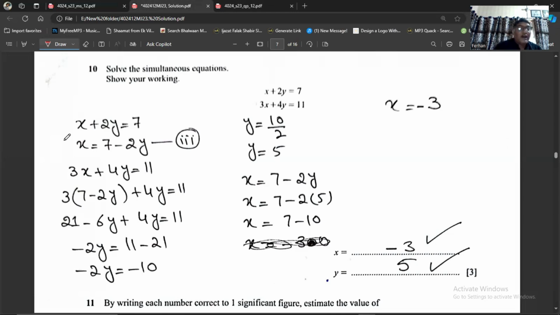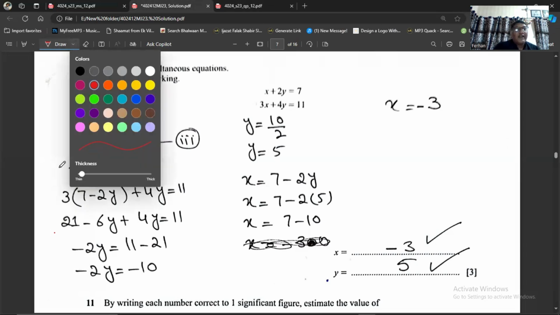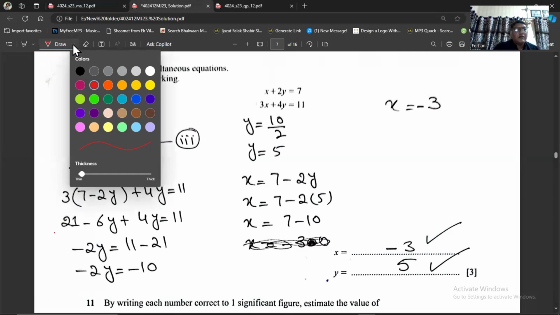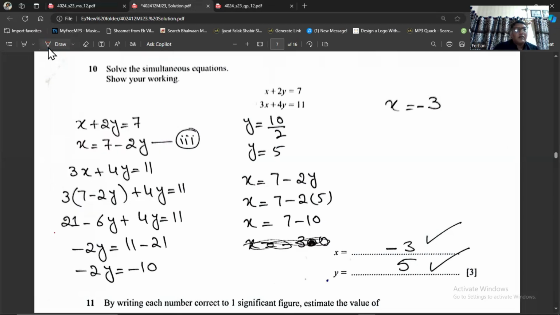You will have 21 minus 6y, and then you will have 21 minus 6y plus 4y equals 11. Minus 2y is equal to 11 minus 21. Minus 2y will be equal to minus 10. So y will be equal to 10 divided by 2, negative negative has been cancelled. So y will be equal to 5.